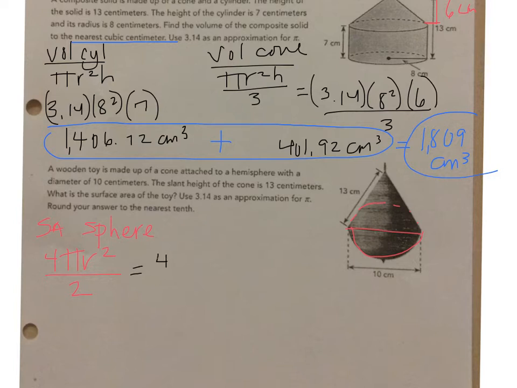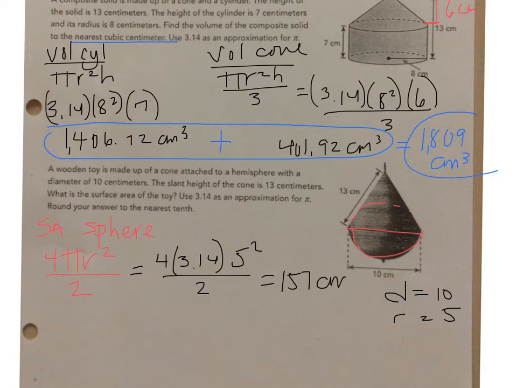Okay? So let's do that first, and then we'll go back to the cone. So this is going to be 4 times 3.14. They're giving us a diameter of 10. So if my diameter is 10, that means our radius is 5. So 5 squared, and then we're going to divide that by 2. Okay, so 4 times 3.14 times 25, divide by 2, I get 157 centimeters squared. It's squared because it's surface area.